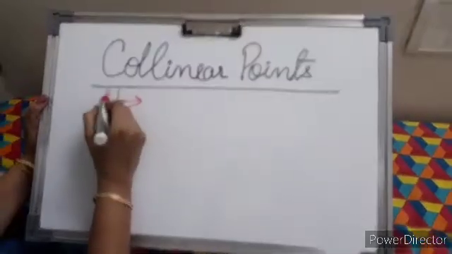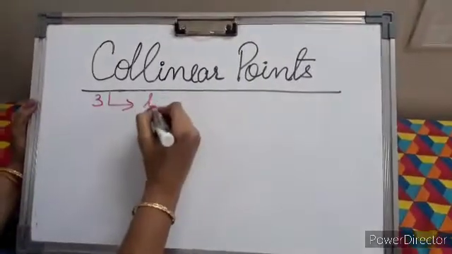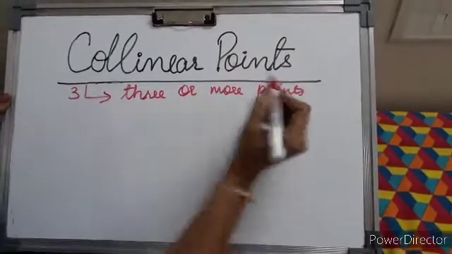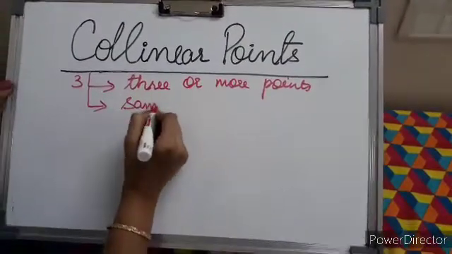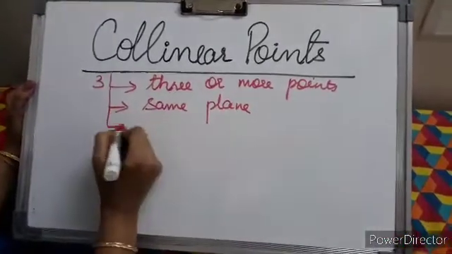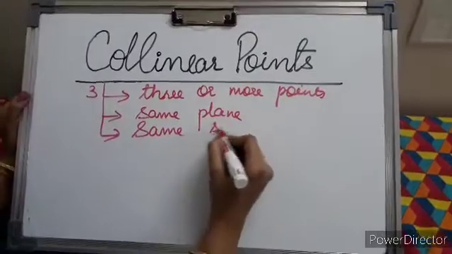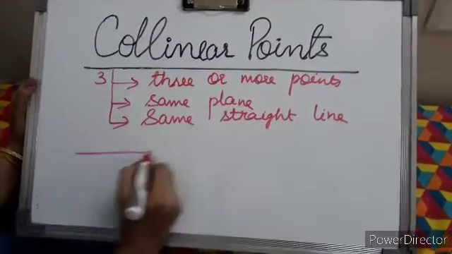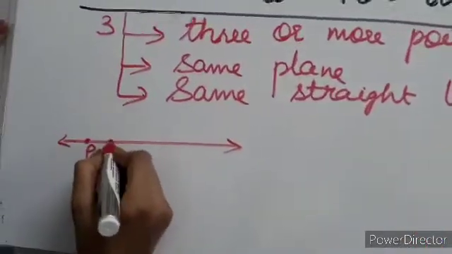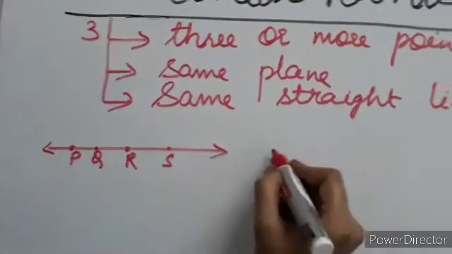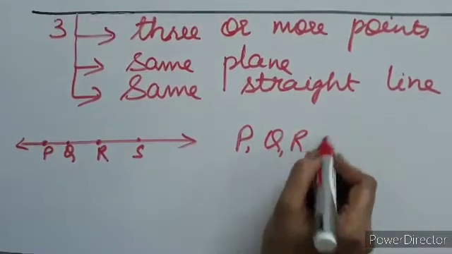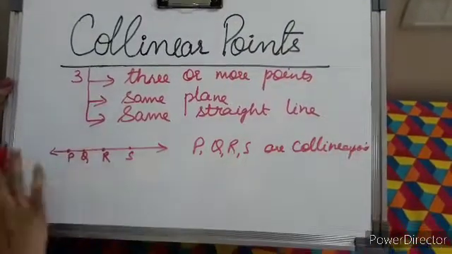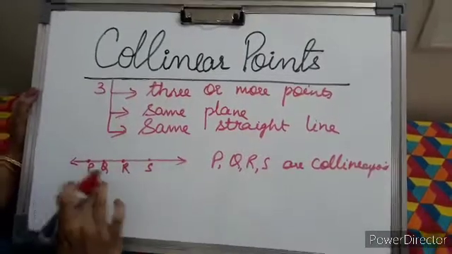It should satisfy three conditions. What are those conditions? First is 3 or more points should lie in the same plane and at the same time on the same straight line. For example, if I draw here one line, I mark here some points P, Q, R, S. So I will say points P, Q, R, S, all these are collinear points. Why? They lie in the same plane, on the same straight line, and there are 3 or more points.